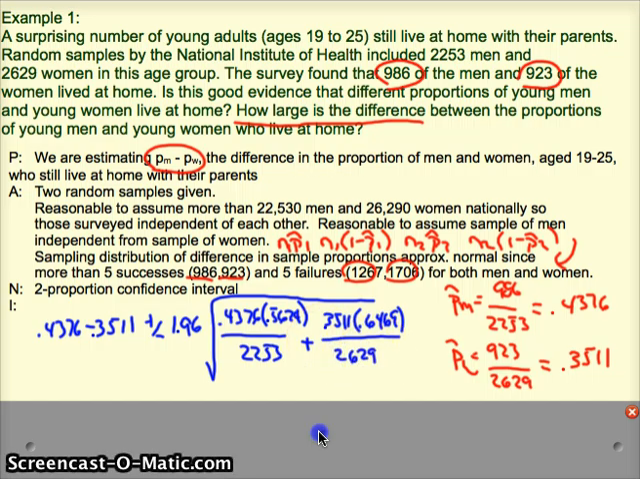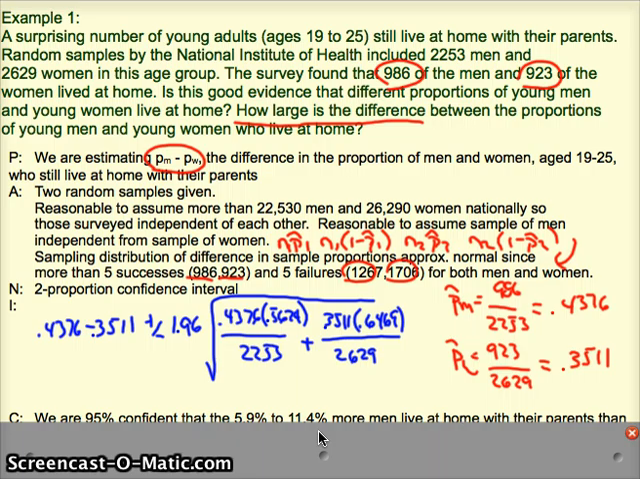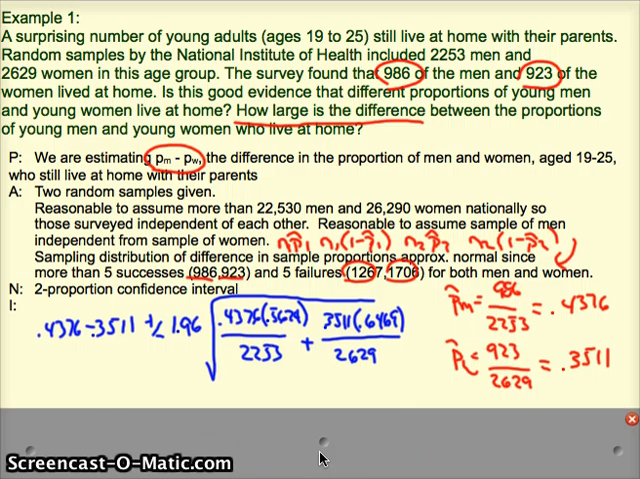2629. Now, do not, under any circumstances, do that math by hand. On your calculator, there is a 2-proportion z-interval, and it will ask you for successes and failures for both samples, so you enter in whole numbers for that. You do that in this case, you'll get this confidence interval of 0.059. The difference in population proportions that we're looking for lies between 0.059 and 0.114.